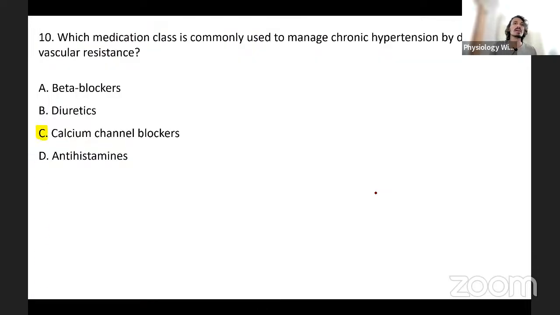Okay. So which medication class is commonly used to manage chronic hypertension by decreasing vascular resistance? So again, if you remember what I taught you, it will be easier. Beta blockers do not really have an effect on the vascular structures because alpha is what is involved in vasoconstriction. So that is not the answer. Diuretics have nothing to do with peripheral resistance. Instead, they increase salt and water excretion. Okay. Antihistamines also do not really play much of a role in hypertension treatment. So out of the lot, the best answer is calcium channel blockers.